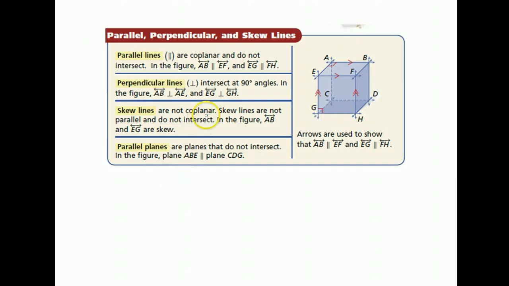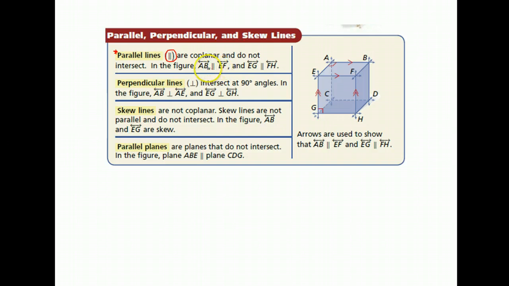Let's talk about types of lines. So we have some line pairs listed here. Parallel lines are coplanar but do not intersect. Now coplanar, remember, means they are on the same plane. Parallel lines, the symbol looks like this, and that's exactly what parallel lines look like.